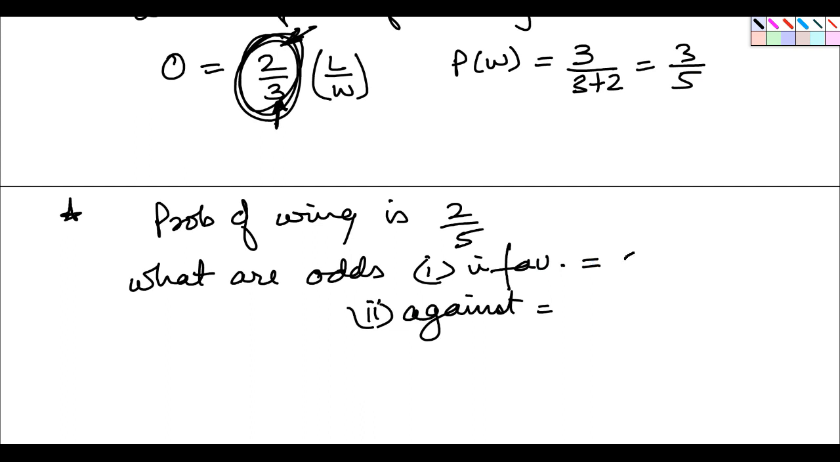And we are talking in favor. So I'll be winning 2 of those. Now out of 5, if I am winning 2, how many will I be losing? 3. So these become odds in favor.